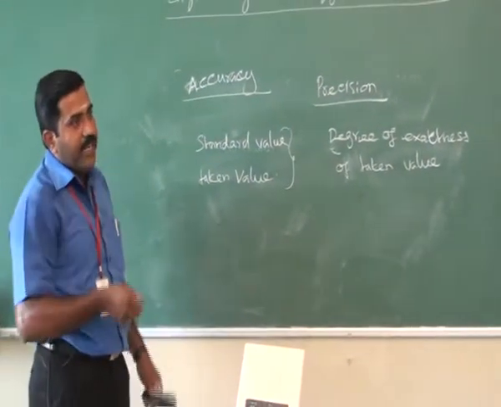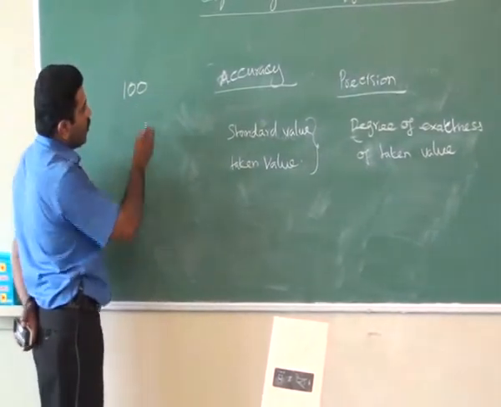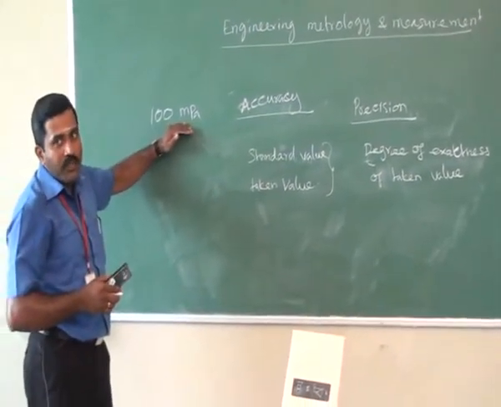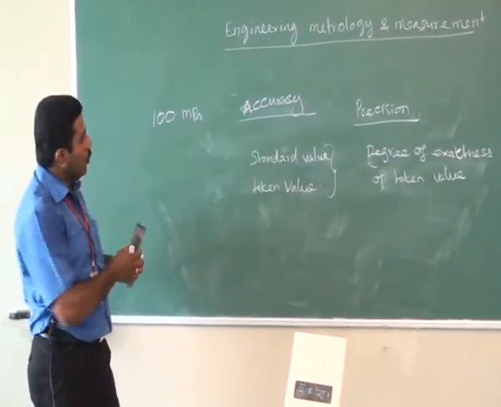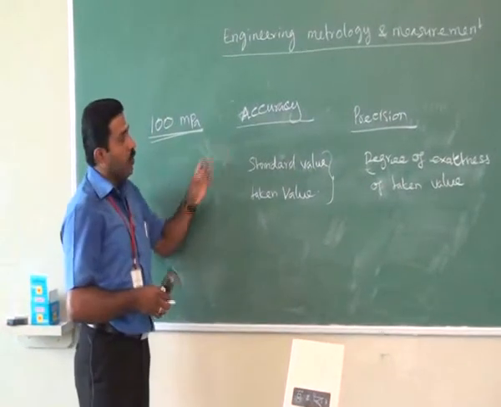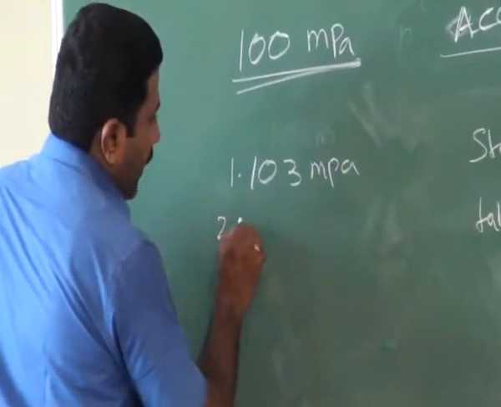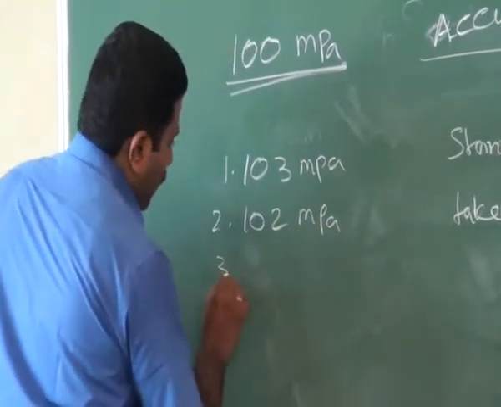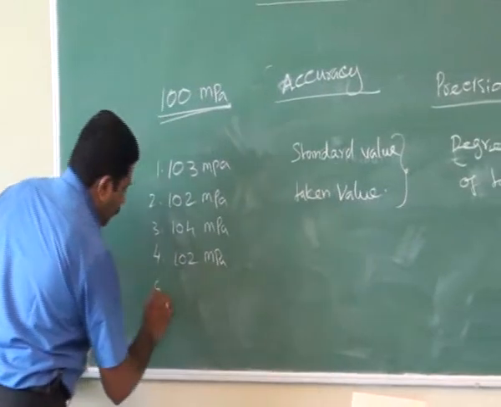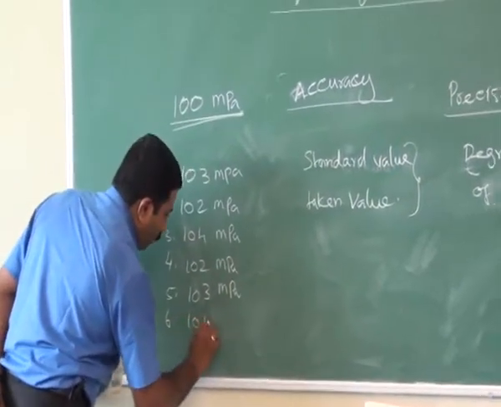Suppose we take readings of an instrument whose known value is 100 megapascal. Now we are going to find the accuracy and precision of the instrument. The known value, 100 megapascal, is the standard value. We take six readings using the same instrument. The first reading is 103 megapascal, the second is 102, the third is 104, the fourth is 102, the fifth is 103, and the sixth is 104 megapascal.